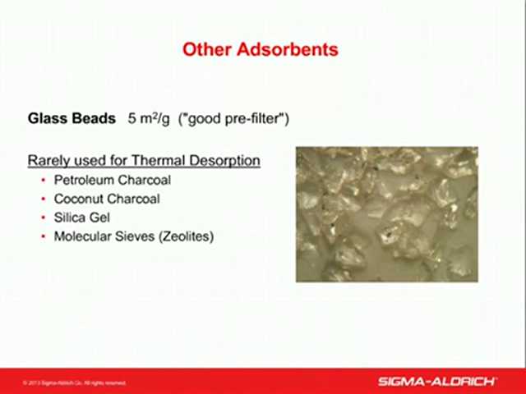Silica gel is typically not used for thermal desorption due to its large affinity for water. They don't dry purge well, and they too have a low maximum temperature of about 190 degrees C. Molecular sieves also have a large affinity for water, thus they're not very thermal desorption friendly either.